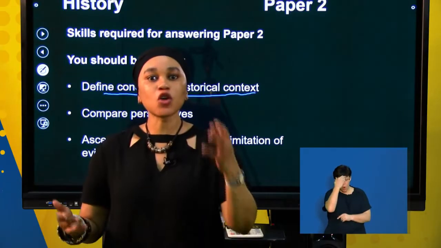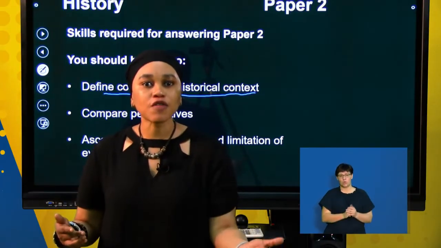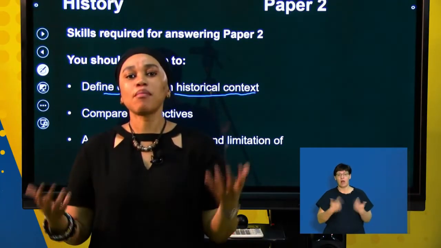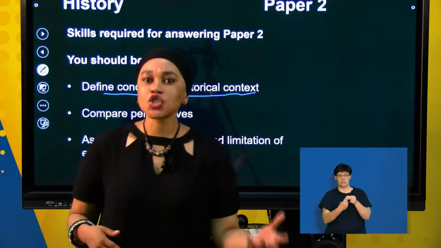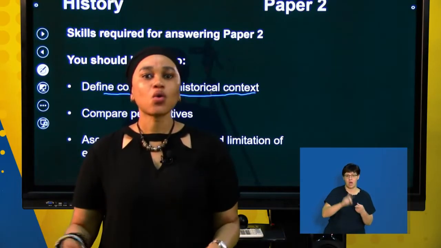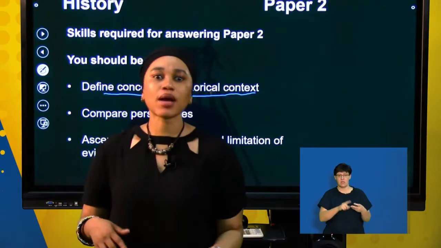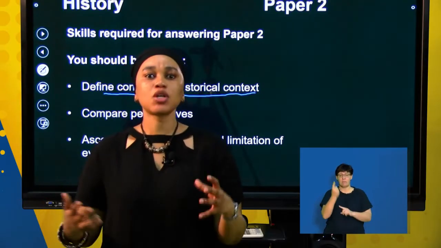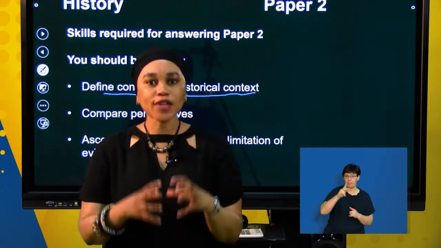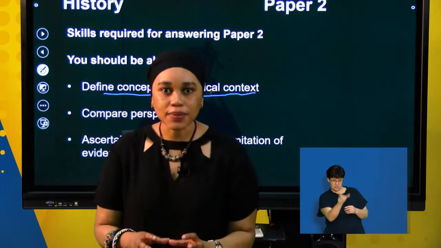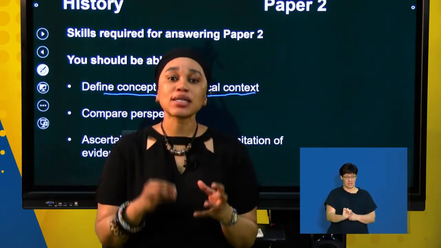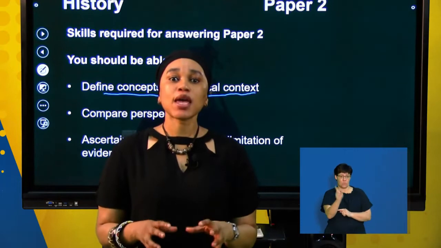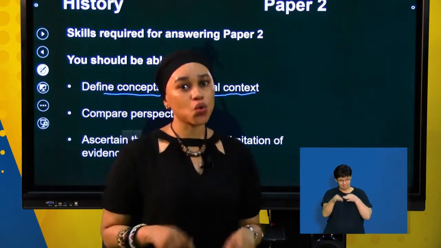For instance, if you are looking at the collapse of the Soviet Union, you need to know the meaning of words like perestroika, glasnost, or if you're looking at the Cuban Missile Crisis, you need to know words like brinkmanship and so on. Those are historical concepts. It's very important to understand what they mean and to be able to define them in your own words.